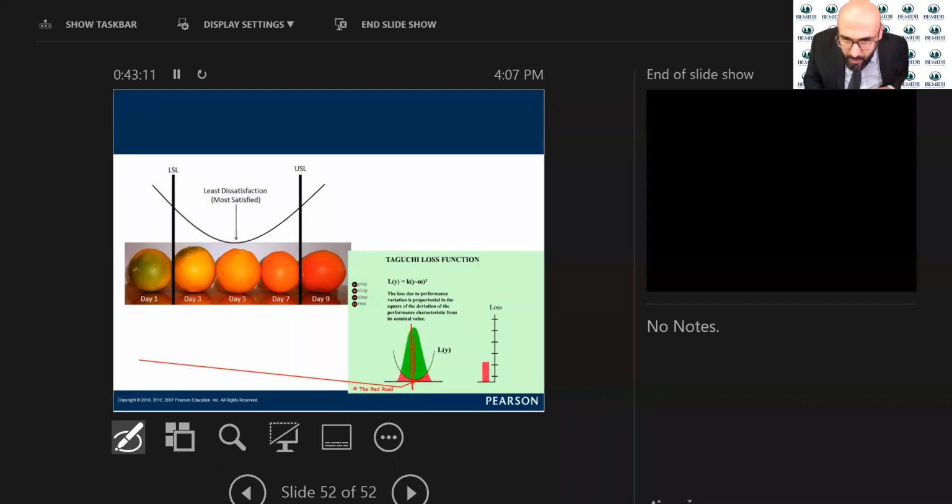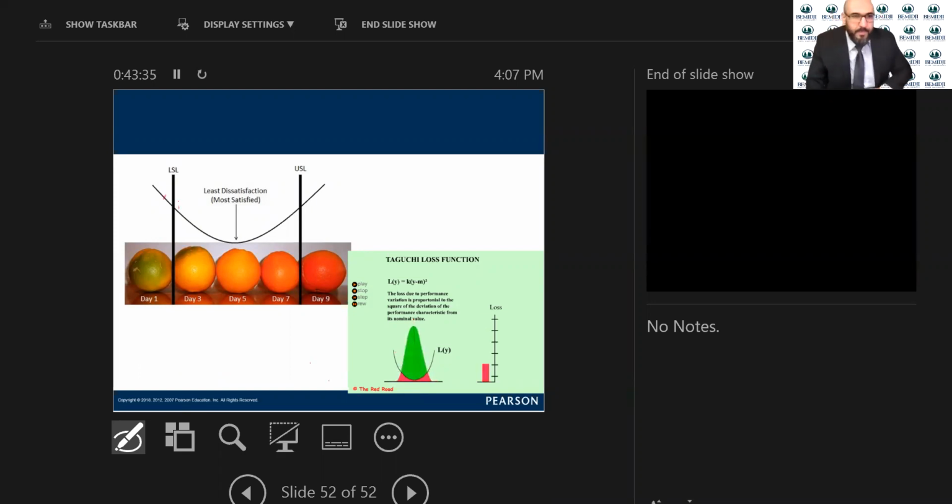So your goal is to provide the target. You have to provide data in this middle right here. This is where you need to provide your measurement. Away from the target, the customer will be unhappy. The more you will lose the customers.